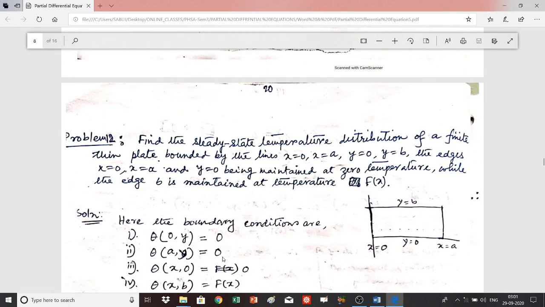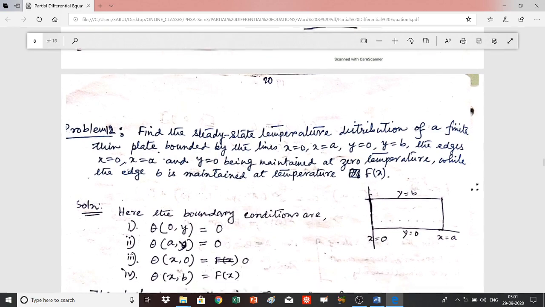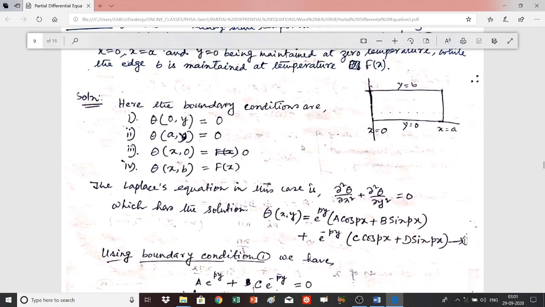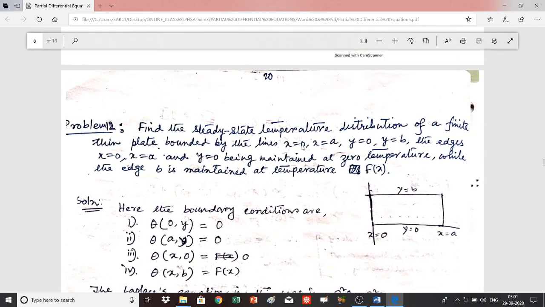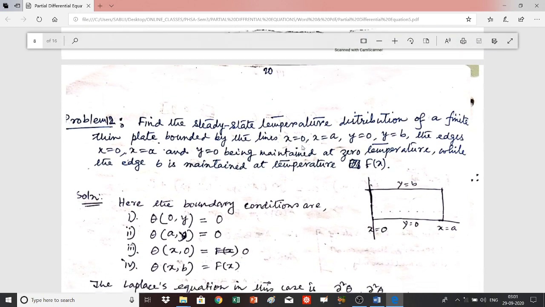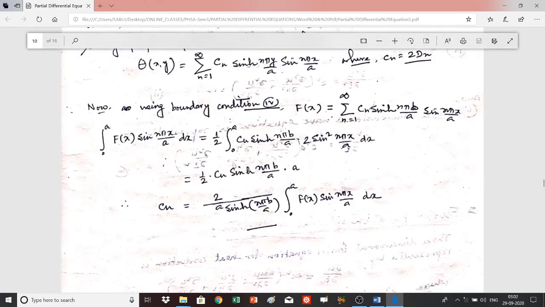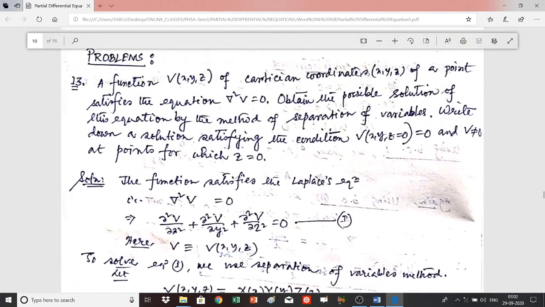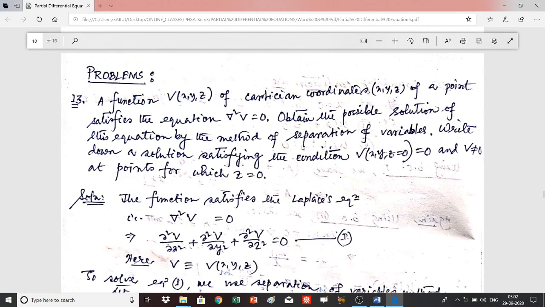Next problem is to find the steady state temperature. We will solve this problem after going to the next problem. So I am leaving this. We will come back here after solving the next problem.